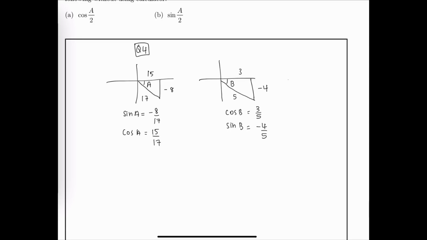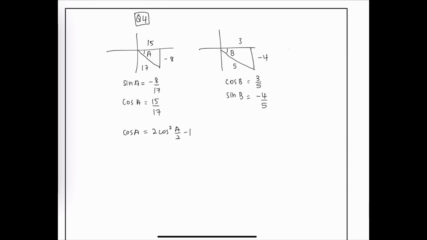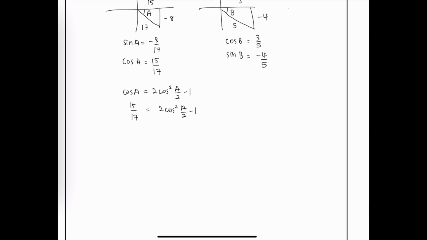To figure out the value of cos A over 2, we need to use the half angle formula. To find cos A over 2, we have to choose from 3 different formulas. The most suitable formula for this one is 2 cos square A over 2 minus 1. Let's substitute cos A, which is 15 over 17. In order to find cos A over 2, we need to make sure cos square A over 2 becomes the subject.